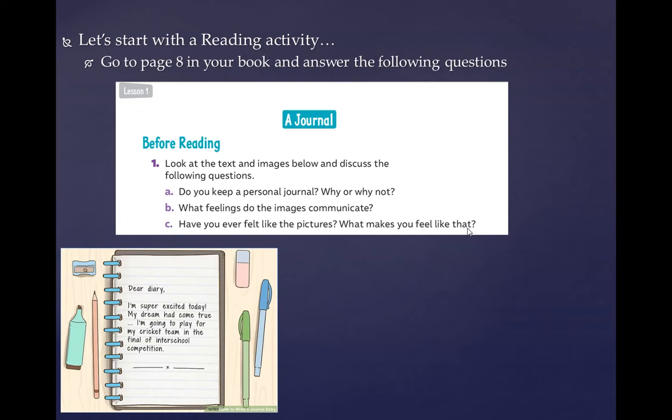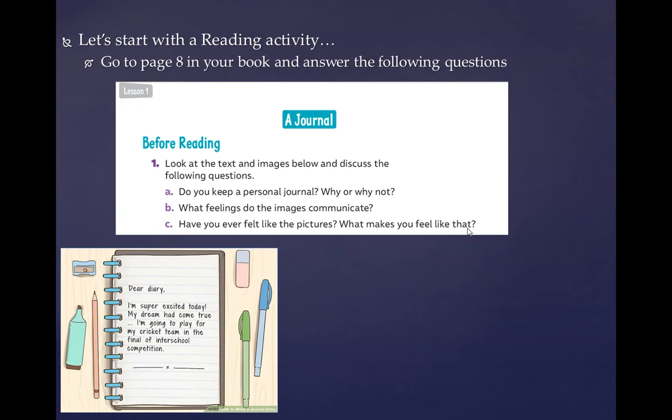Do you keep a personal journal or diary? Why or why not? What feelings do the images communicate? Have you ever felt like the pictures? What makes you feel like that? So, those questions are in relation to the images that you are going to see in page number 8.